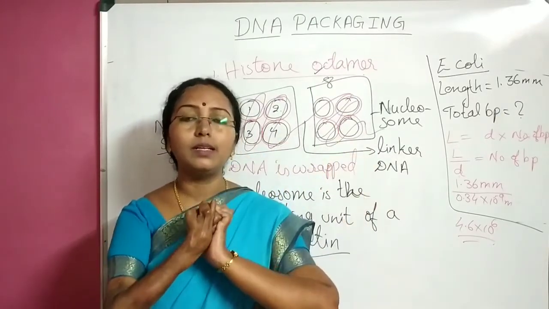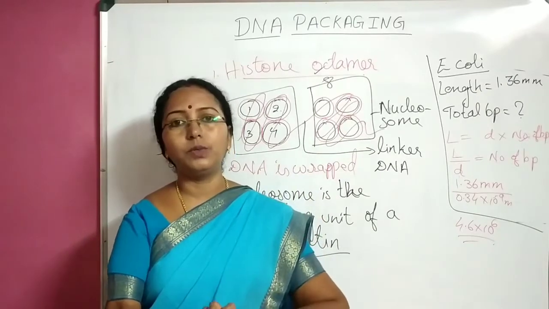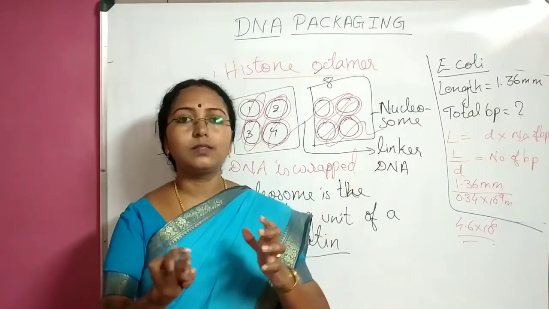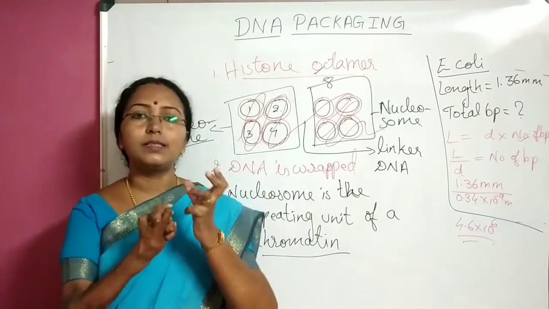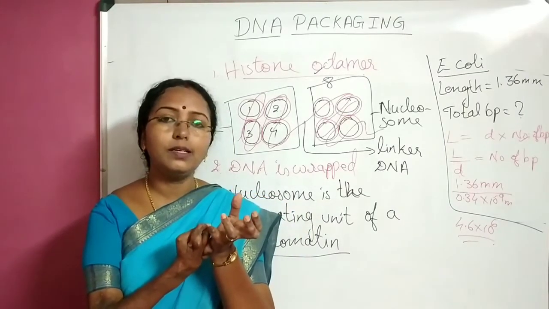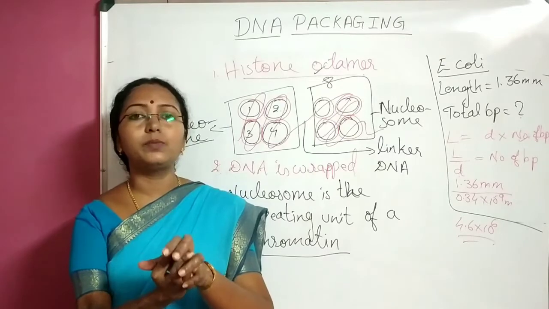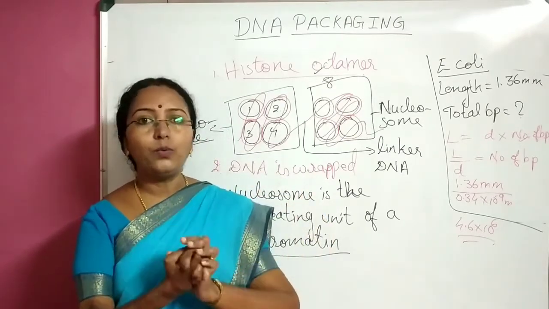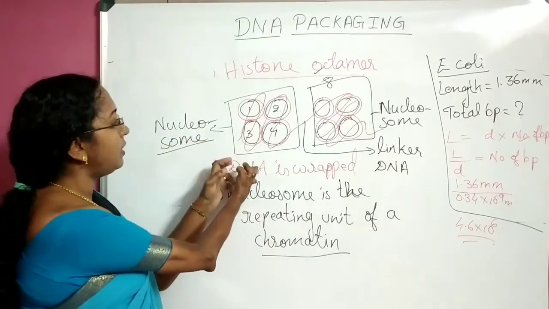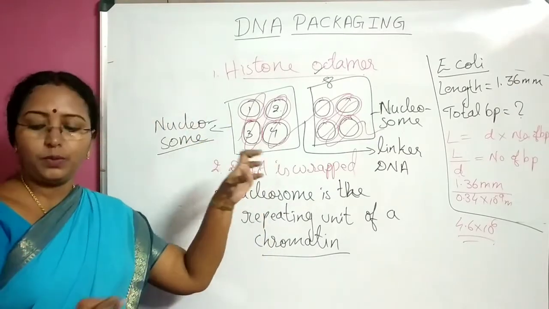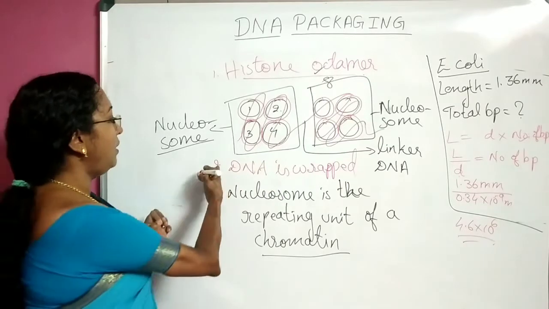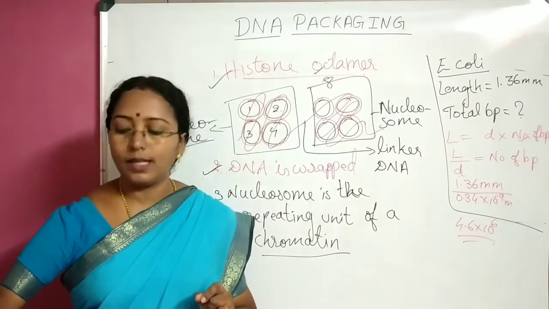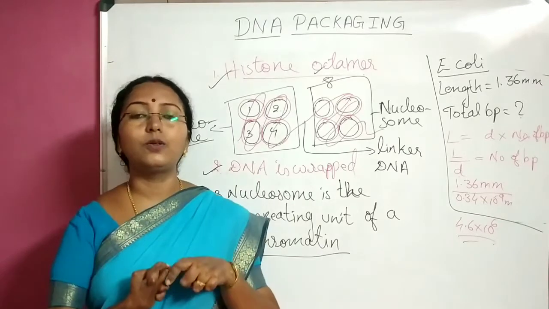This we have been learning from lower classes onwards, from standard 9 or standard 8 onwards. What is chromosome? Chromosome is a thread-like structure present inside the nucleus, and this thread-like structure is made up of DNA and proteins, we were learning. Now we understood what is that DNA and what is that protein. This is our DNA wrapped over this protein, the histone octamer. So that is our chromosome.